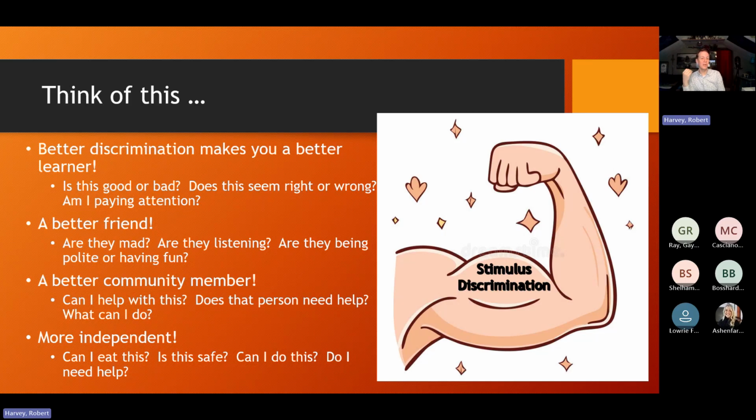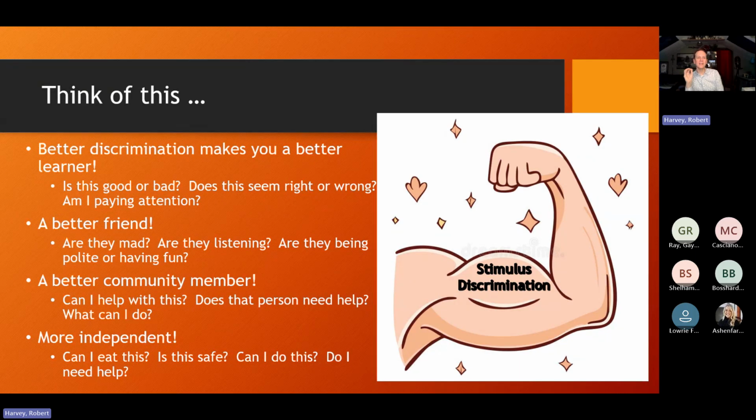You can be a better community member. Is this something I can help with? Does that person need help? Can I volunteer? What can I do? What can I offer? Is this something in my skill range? And then just more independence, right? So knowing what you can eat or not eat. Is this spoiled or okay? Am I capable of doing this? Is this something I need help with?